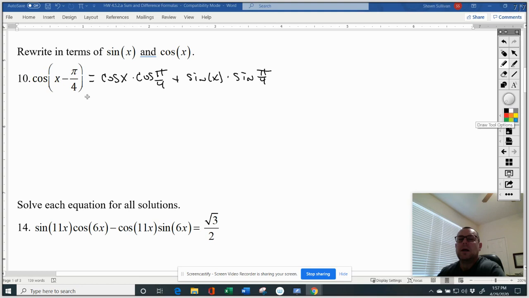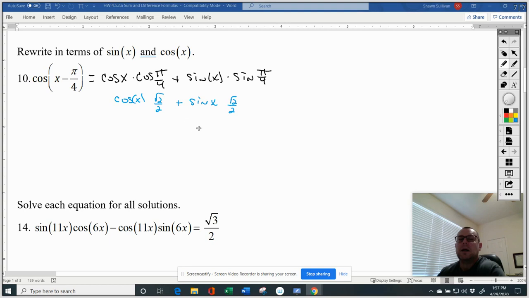So come down to our next line. We need to simplify this as much as we can. There's no simplifying cosine of x. That's just cosine of x. Put some parentheses. Cosine of pi over 4 is the square root of 2 over 2. And that's going to be plus sine x, which doesn't simplify, and sine of pi over 4 is the square root of 2 over 2.